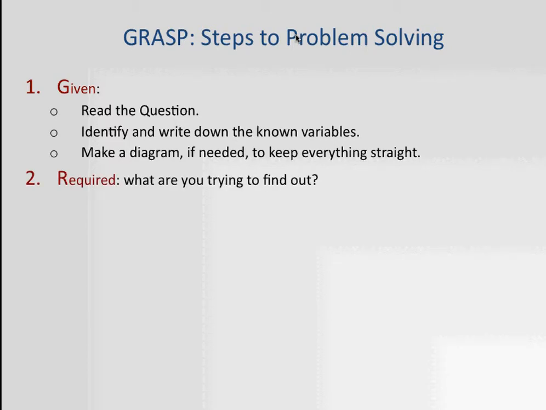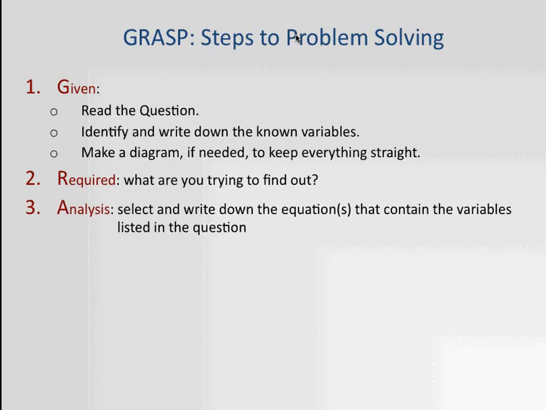The second step is to write down what's required. This is what you're trying to find out and what you're trying to solve for in the problem. Step number 3 is analysis. You need to select and write down the equations that contain the variables listed in the question.